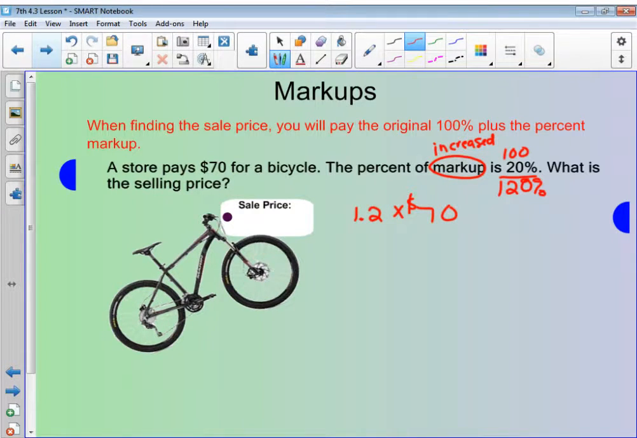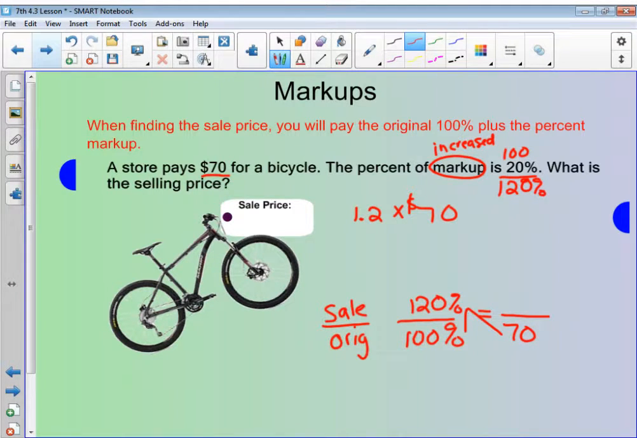Or I could set it up as a proportion, okay, sale price over original. And this is where it's important you understand that it's always going to be your sale price over original, because you are going to have a percentage that's bigger on the top. So my sale percent was 120 over the original, which is always going to be 100%. And my original cost, or cost to me, was $70. Cross multiply, divide. Either way, you should end up with the same answer.